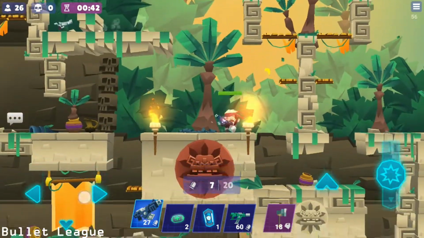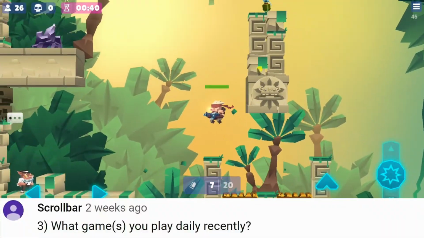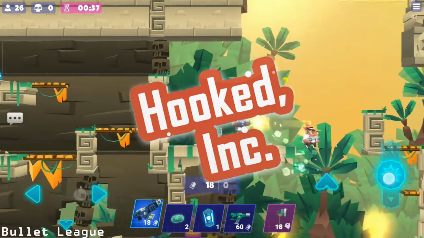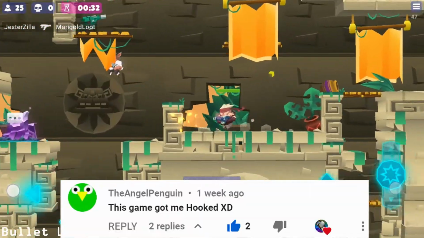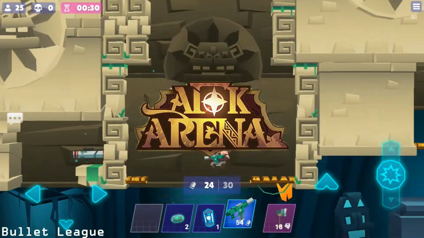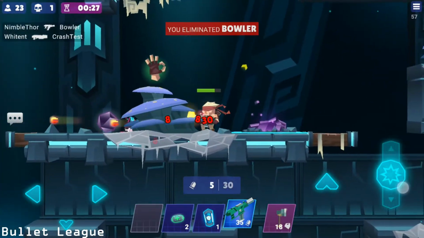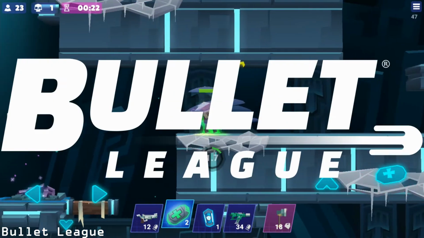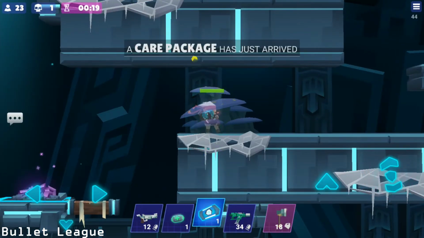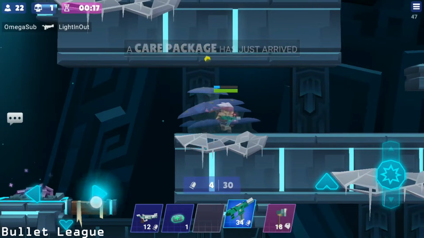And then for the next question, what games do you play recently? My answer would have to be Hooked Inc: Fisher Tycoon. I am really hooked on that game, as Penguin would say. And then AFK Arena, just because they can be played as idle games, which is honestly perfect for my very busy schedule. But apart from those, Armajet, Bullet League, Golf Blitz, they've all really caught my attention as well, and I'm really enjoying all of them.